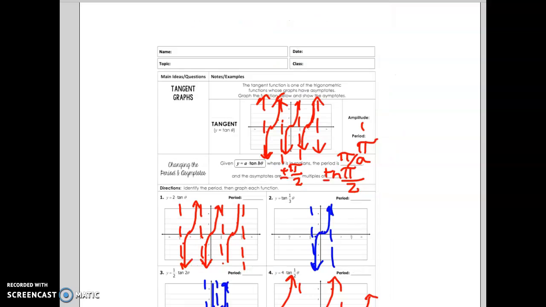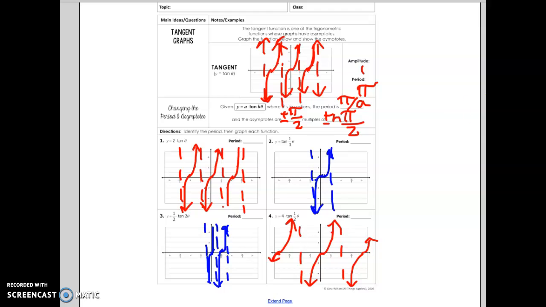So we already went through some of those notes last week. If we look more specifically at tangent graphs, the period is pi over b. I need to change that. This should be pi over b, not pi over a. Sorry about that. We'll just get rid of that little tail. Fix it up. There we go. Okay, so the period is pi over b.